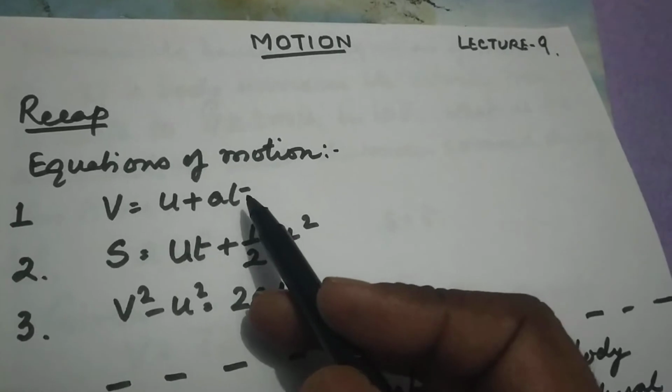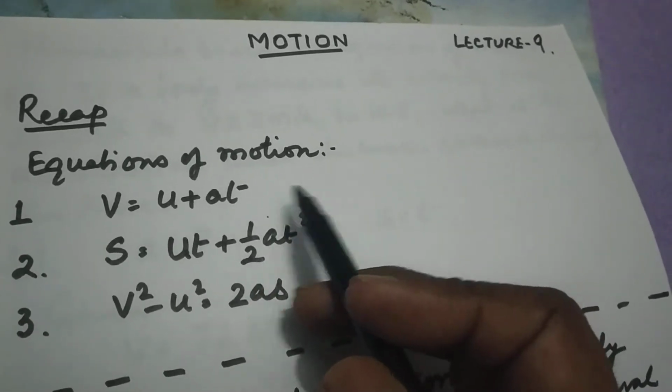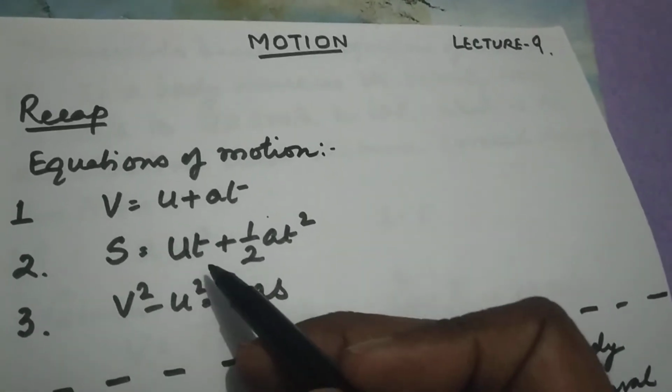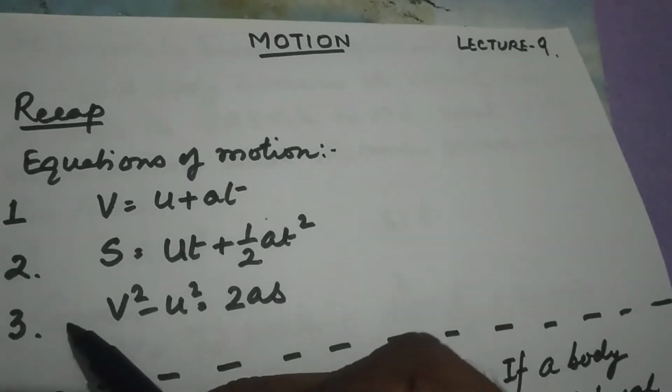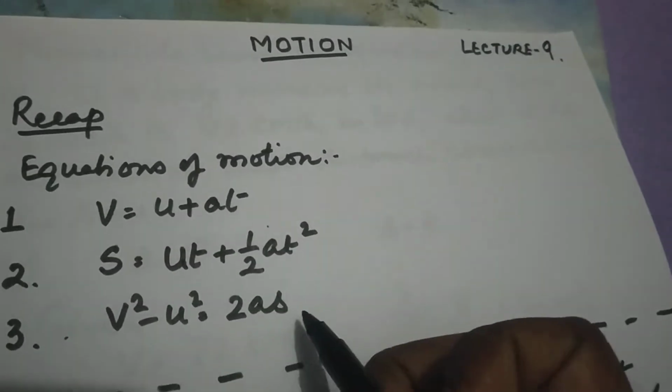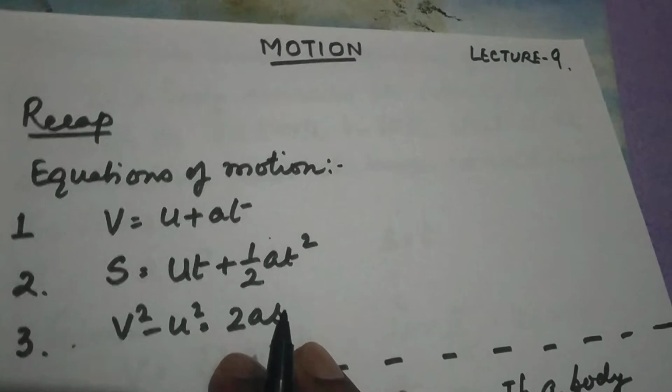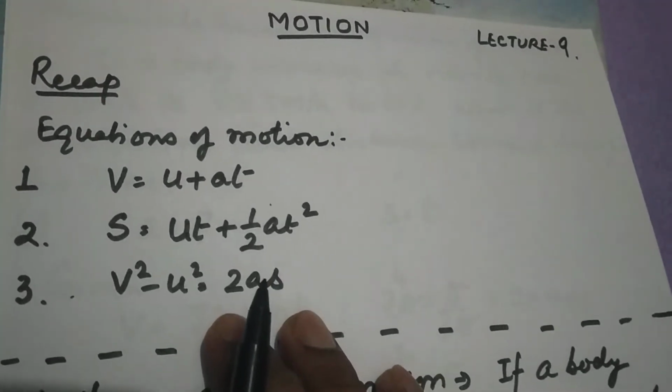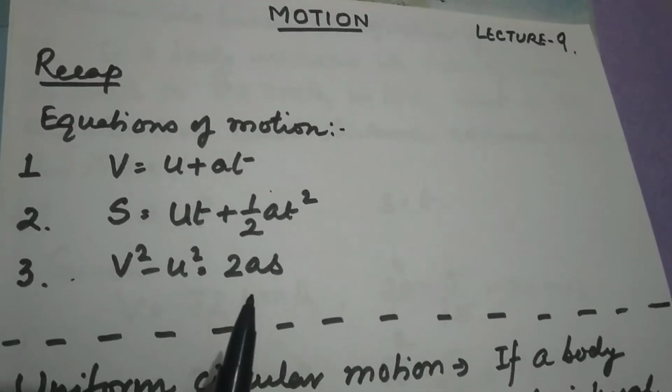V is equal to u plus at, which is known as the first equation of motion. Second is called S is equal to ut plus half at square. And third is called V square minus u square equals 2as. And in the last lecture, we have already studied how to prove them by the graphical method.